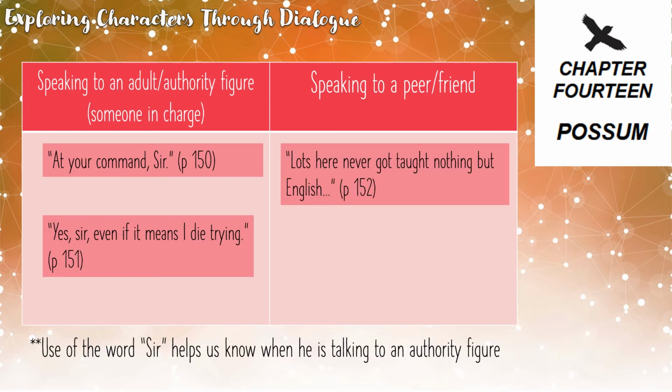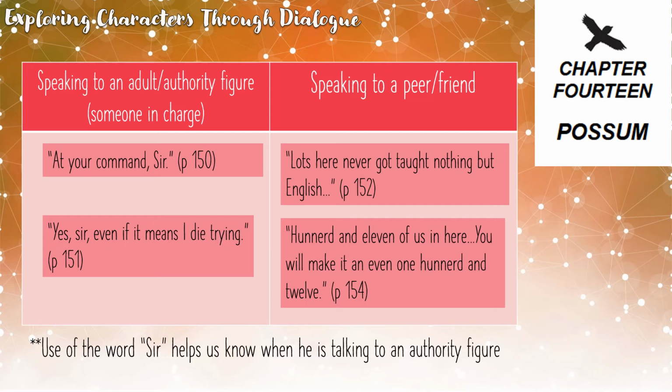If we look at his other two lines of dialogue, though, they don't feel as formal. "Lots here never got taught nothing but English." He has what's called a double negative here. He uses the word never and nothing. We tend to use language like that when we are in a much more relaxed atmosphere, which tells us that he's probably talking to somebody he's a lot more relaxed around than an authority figure. So someone like a peer or a classmate or a friend.